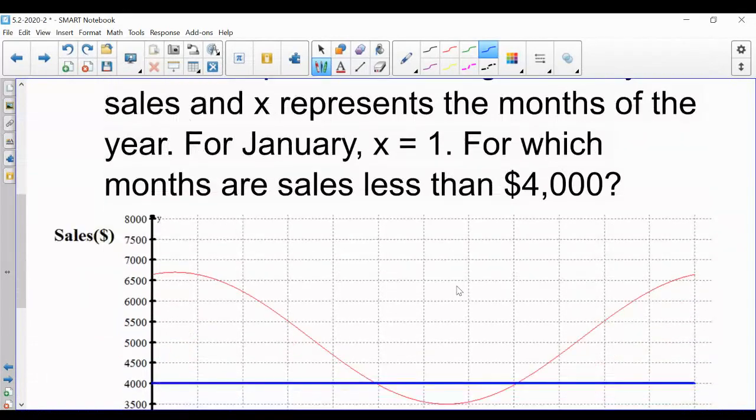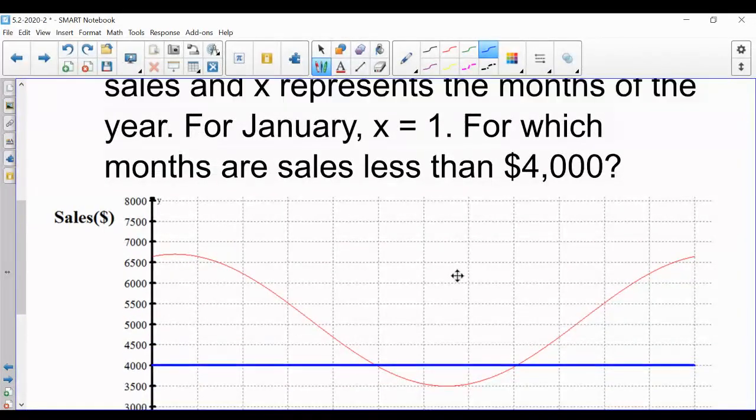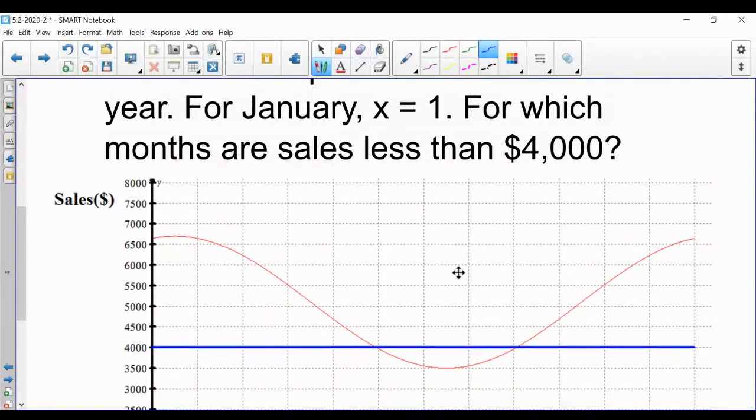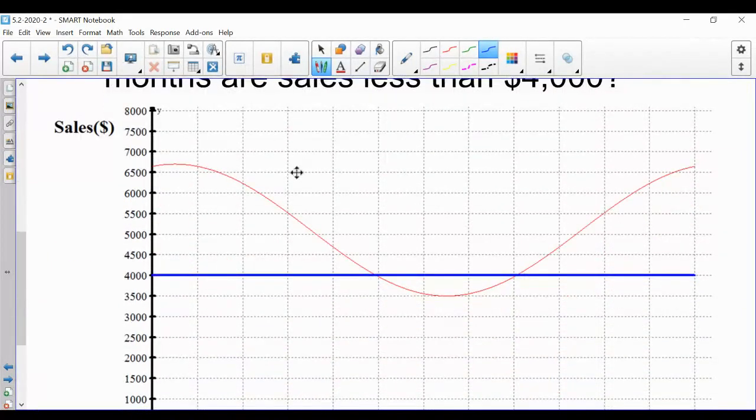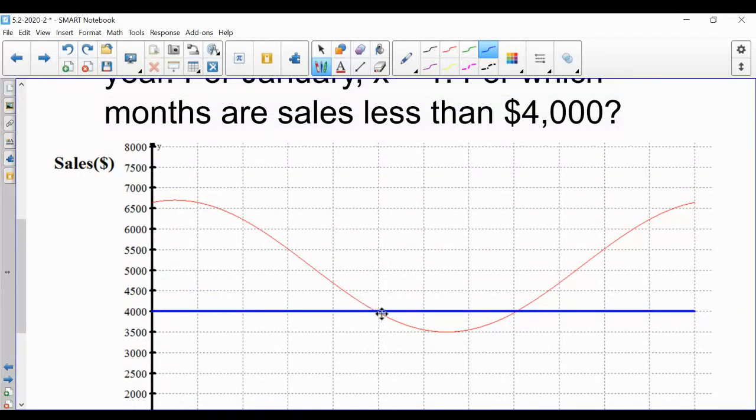Well, first thing I did is I drew the function, right? We're going to do this algebraically, but I took the liberty of using a graphing program, WinPlot. Some of you know WinPlot's an older program. I drew in the function, and I also drew in the line for $4,000. So this red line here is the function. The blue line represents the $4,000 mark. So clearly, his sales are going to be less than $4,000 in between these 2 months.